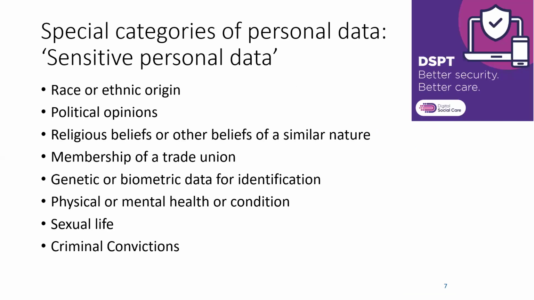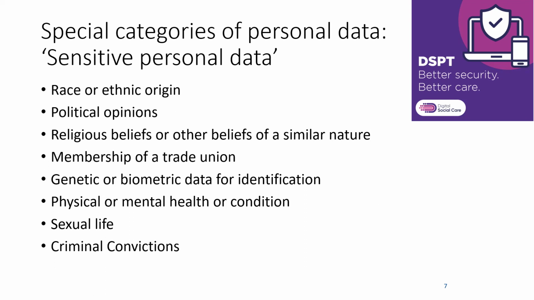So moving on to the special category of personal data that we need to be particularly careful of, that's anything that relates to race or ethnic origin. It's anything to do with political opinions, religious beliefs or other beliefs of a similar nature, whether or not people are members of a trade union, any genetic or biometric data for identification, physical or mental health or condition, sexual life, and criminal convictions. So if the data that you hold falls into any of those categories, it is deemed to be sensitive personal data, and there are, as I said, special or additional expectations in relation to what we do and how we use that information.